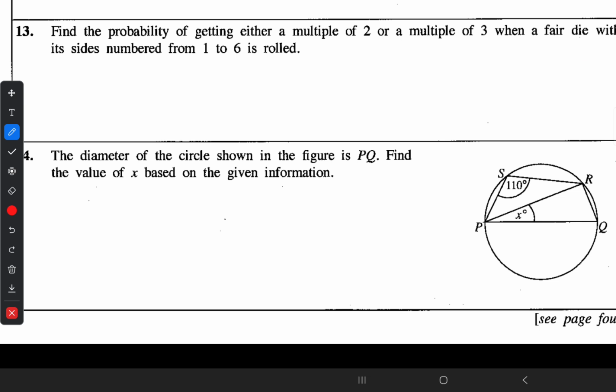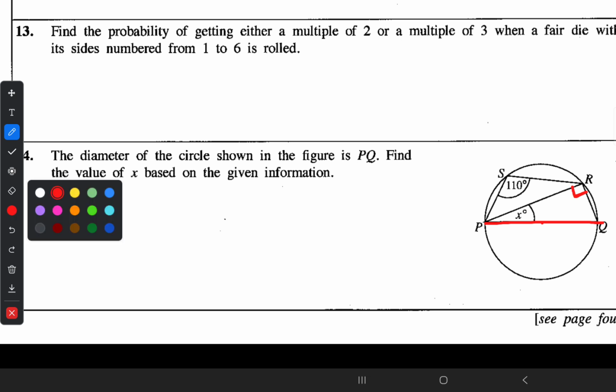The diameter of a circle is shown as PQ. That means the midpoint of the circle should be situated somewhere on this diameter. You need to find the value of x. So the method is, look at this triangle. In this triangle, this is a diameter, so half circle. When you construct a triangle inside a half circle, the angle subtended on the circumference would be a right angle.